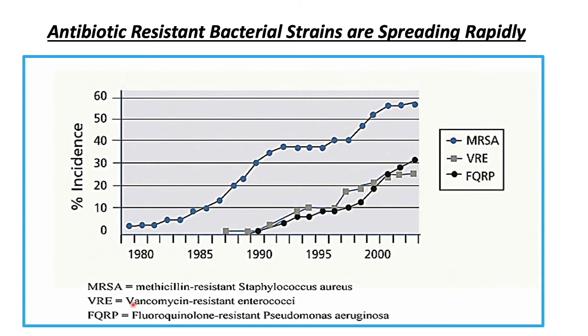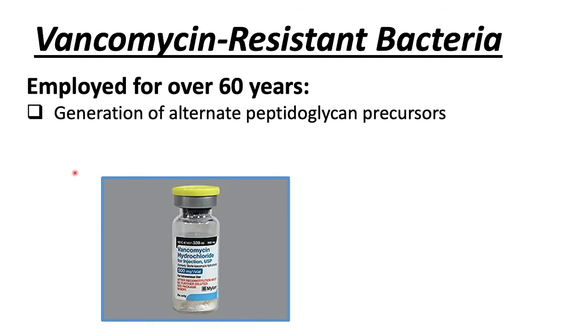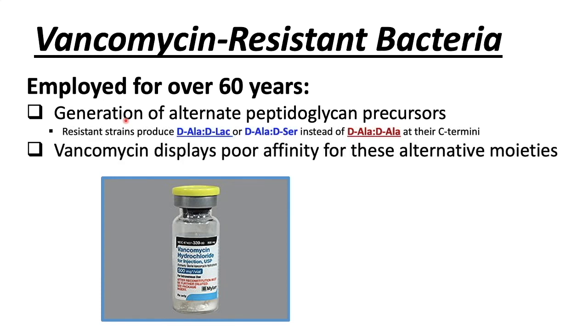I'd like to focus on vancomycin resistance. Vancomycin is a cell wall synthesis inhibitor that's been employed for over 60 years. Bacteria have learned to generate alternate peptidoglycan precursors. Resistant strains produce D-ala-D-lac or D-ala-D-ser instead of the wild type D-ala-D-ala at their C termini. And it turns out the drug vancomycin has a poor affinity for these alternative moieties.